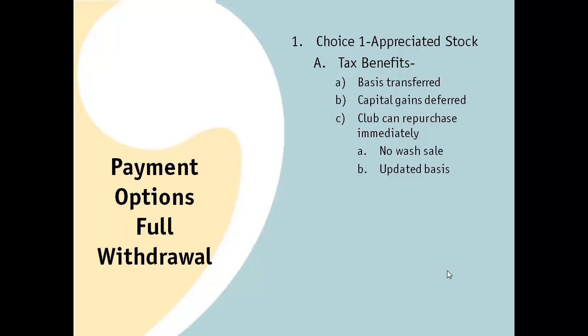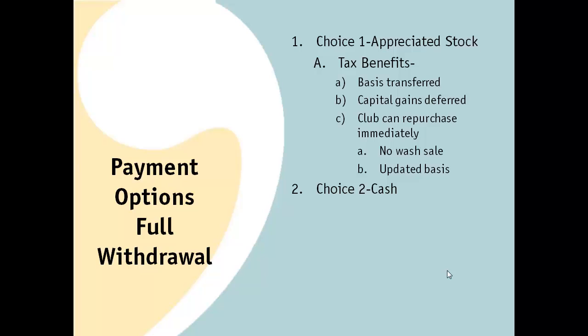Don't transfer stock in which the club has a loss. It's in the club's best interest to sell the stock so that all members can recognize the loss. Losses can be used to offset capital gains and possibly even some of your personal ordinary income.